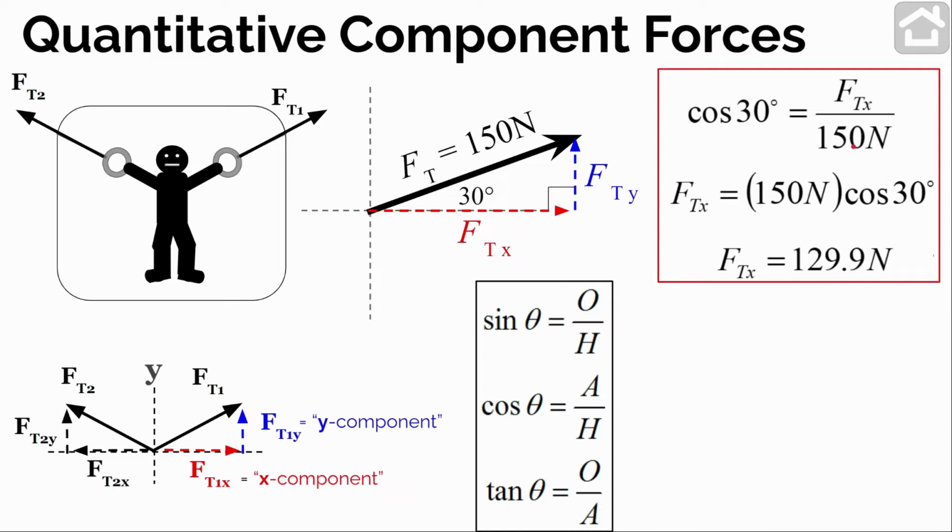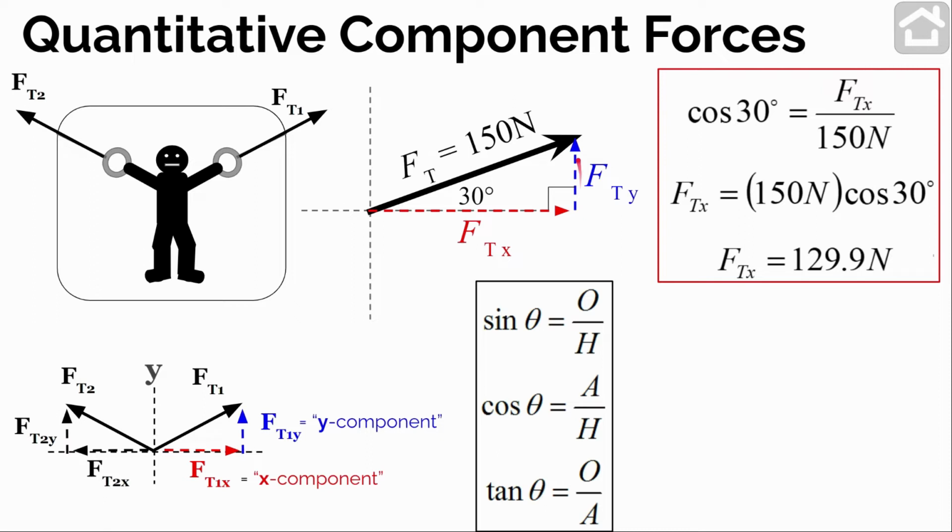If we solve this for the x component of tension, we multiply each side by 150 newtons. We get that the force of tension in the x direction, or the x component of tension, is equal to 150 newtons times the cosine of 30 degrees. That turns out to be about 130 newtons in size. So the x component of this tension, how much of that 150 newtons is pulling just to the right, is about 130 newtons of force.